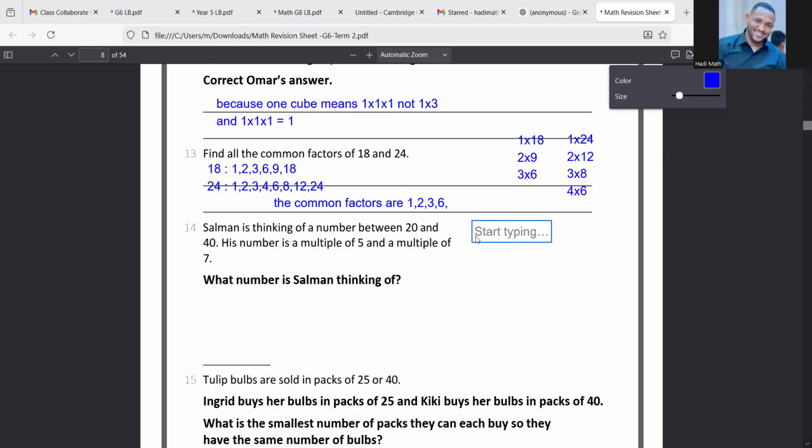Most of the students prefer multiples of 5. They say 25, 30, 35. Which one of them is a multiple of 7? It's 35. So 35. That's it. Other students prefer multiples of 7. They could say 21, 28, 35. Which one of them is a multiple of 5? It's 35. So both of them take you to the same point.